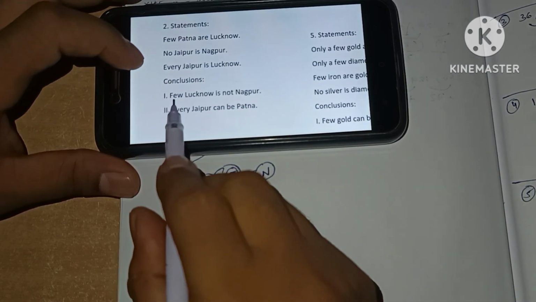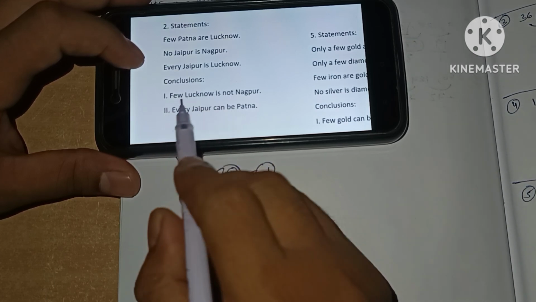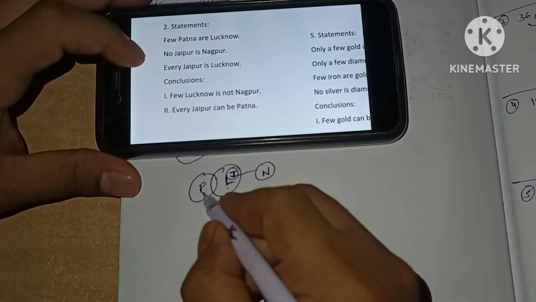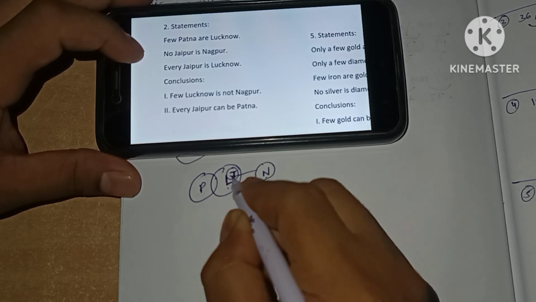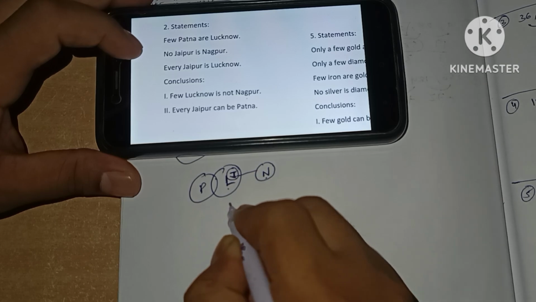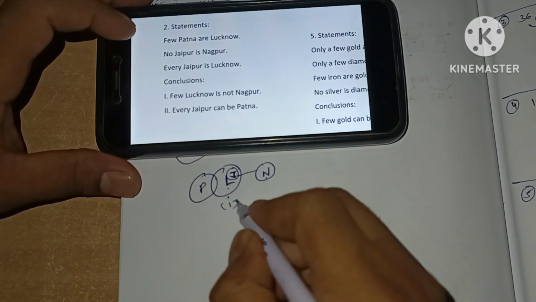Let's see the conclusions. Few Lucknow is not Nagpur. Not means we check if all Lucknow can be Nagpur. All Lucknow can be placed inside Nagpur. No, it is not possible because of this one. So the all case fails, which means the few-not, some-not case will be true.